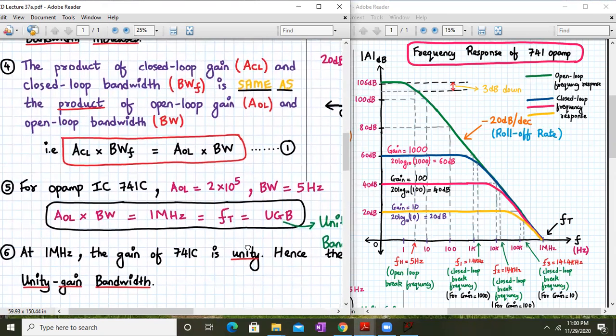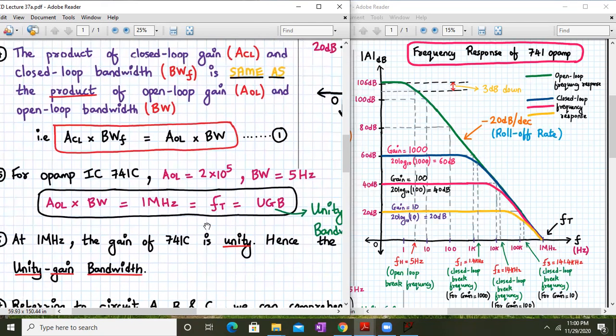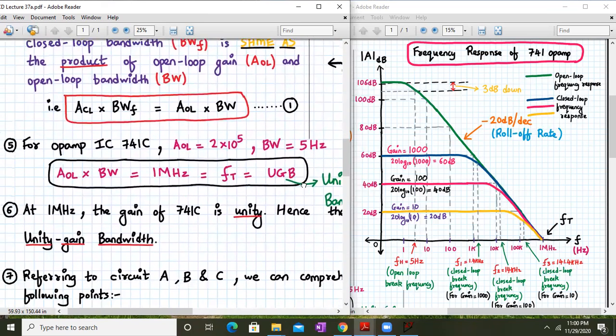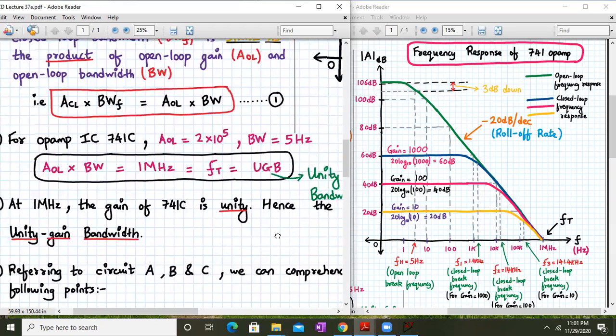Now, for IC741C, the open loop gain is 2 into 10 raised to 5, and the bandwidth is 5 Hertz. Now, if I multiply AOL into bandwidth, I will get 1 megahertz, and that is what we call the unity gain bandwidth, also denoted by FT. So at 1 megahertz, we have seen on this green color curve that the gain of the Opamp 741C is unity. Hence the name unity gain bandwidth.